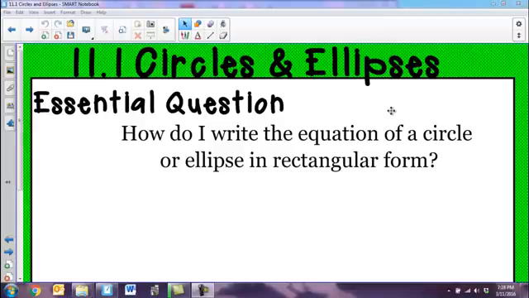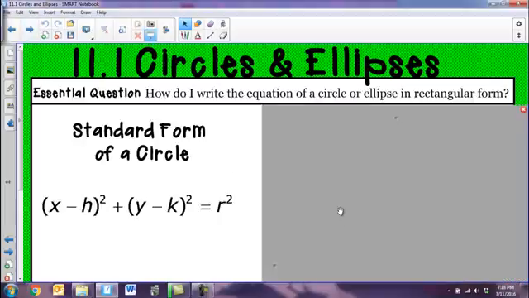So this should be a review of some of your conic sections and something you may have seen in geometry as well. But we want to know, how do I write the equation of a circle or ellipse in rectangular form? And rectangular is the form that we're used to. We're going to see a new form in the coming days, so that's why that says that.